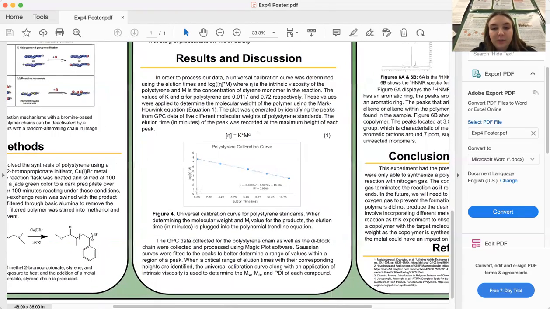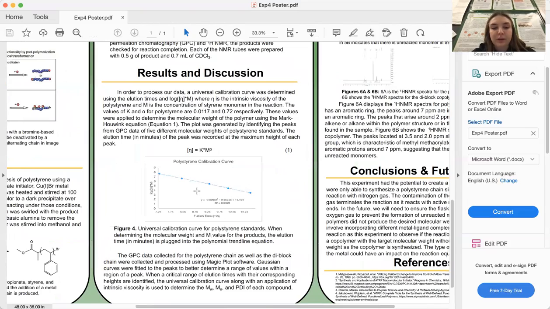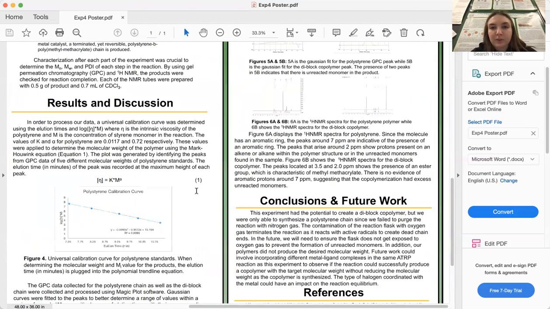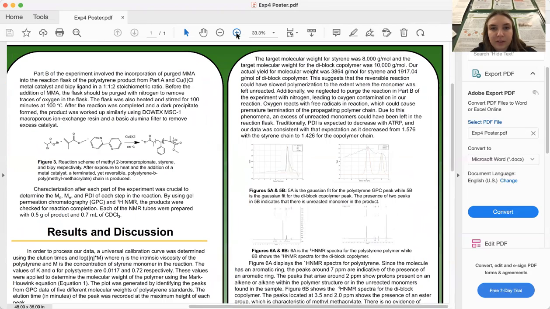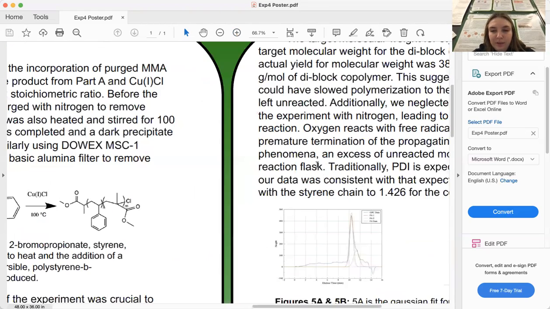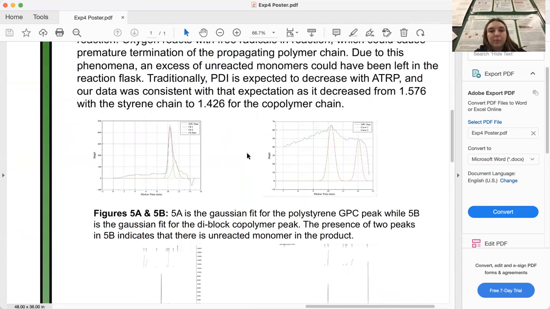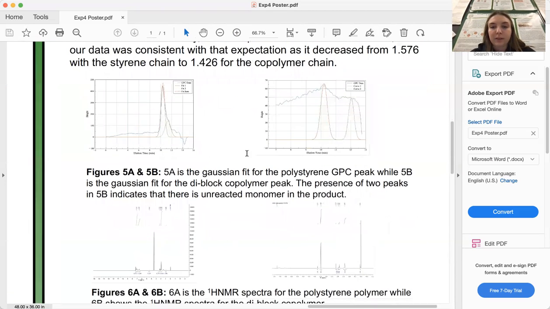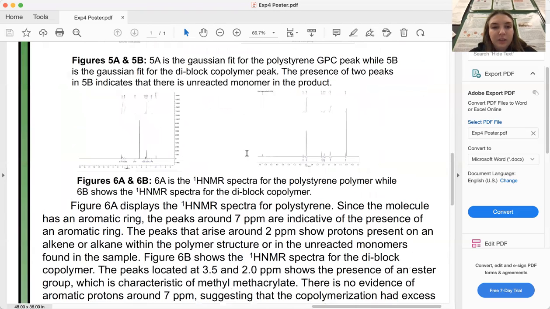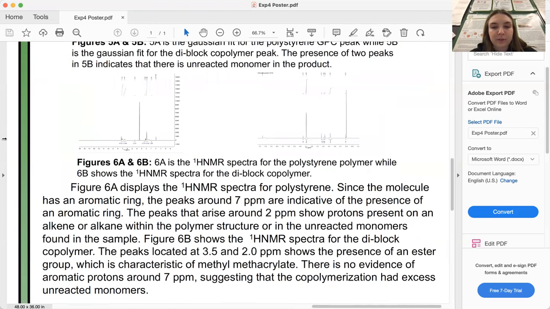And our GPC data was processed using the MagicPlot software to create Gaussian curves to fit our peaks. If I zoom in right here, you can see the Gaussian peaks on the left for polystyrene and on the right for our diblock copolymer. It was a little messy only because we had a lot of unreacted monomer due to the presence of oxygen contamination, because oxygen can prematurely terminate polymer chains, leaving a lot of unreacted monomer in our reaction flask.